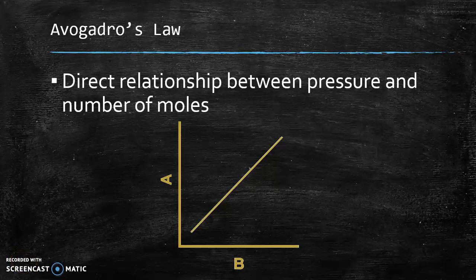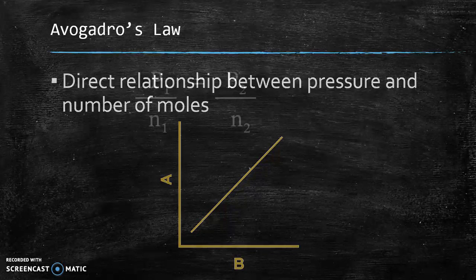The last law is Avogadro's law. Again, this is a direct relationship between the pressure and number of moles. So if B was the number of moles and that increased, this is showing that the pressure will increase. So make sure you draw that on your flip book.